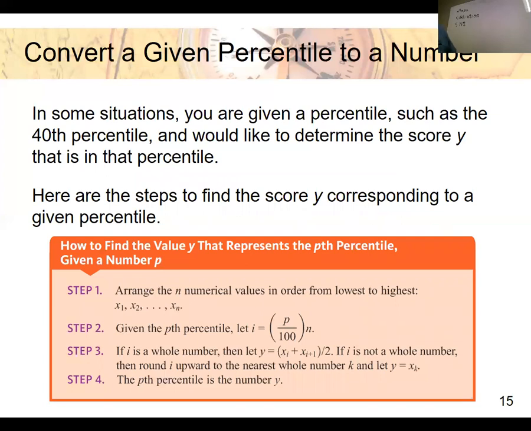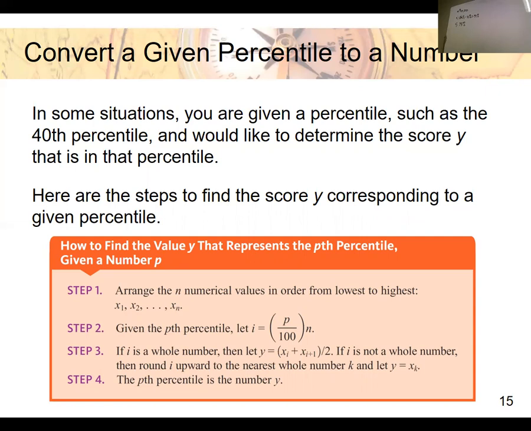Here in this orange box, you'll see the procedure for doing that. The first step is to make sure your data values are in numerical order from least to greatest. Number two, you're given the percentile. We let I equal P divided by 100 multiplied by N. N is the number of data values. P is the percentile over 100, because percent means that number over 100.